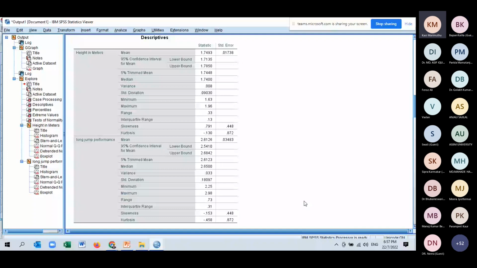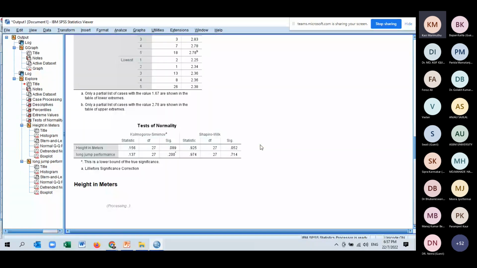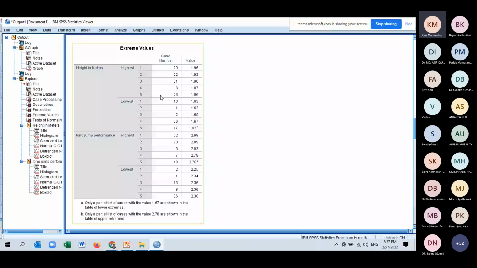You can report the skewness values: the skewness value was found to be this to this. The results show that the data are within the range and normally distributed. The system also gives the extreme values, the highest and lowest values, for us to have some idea.